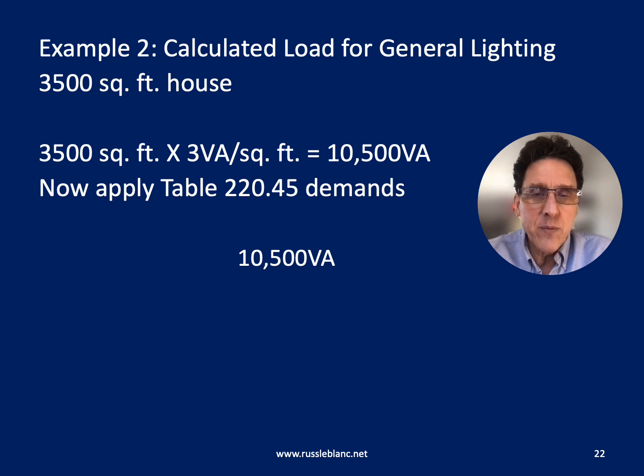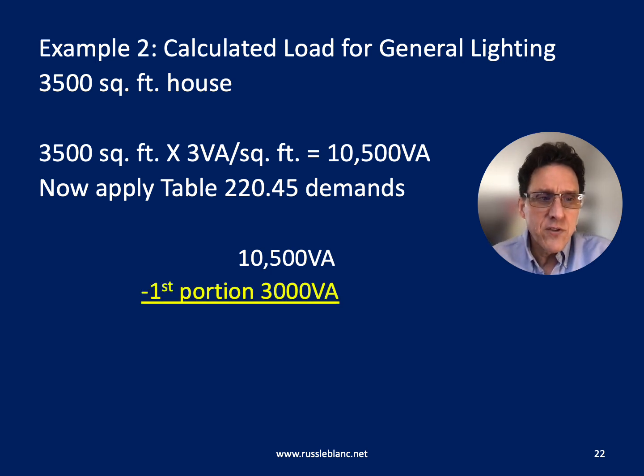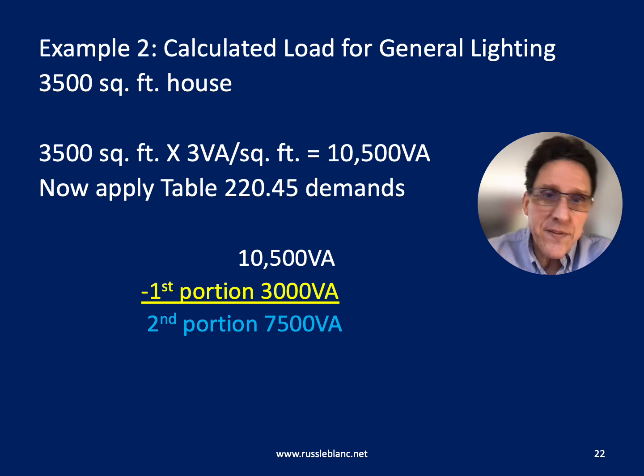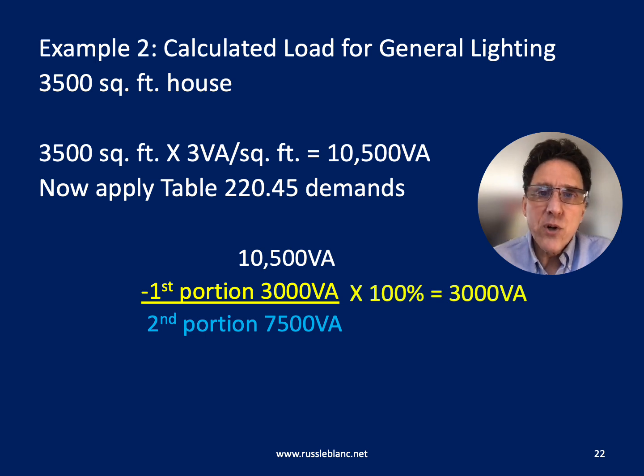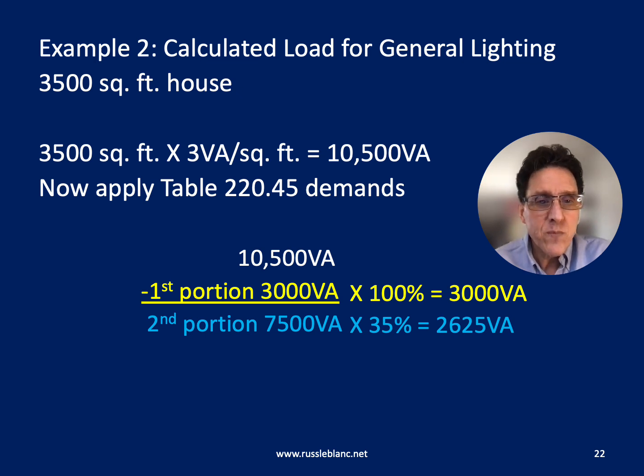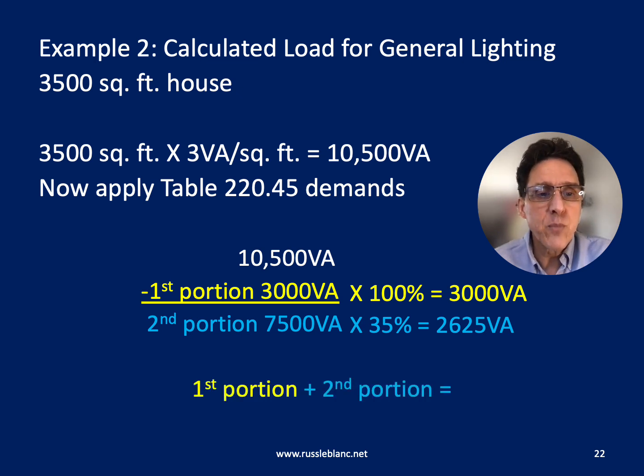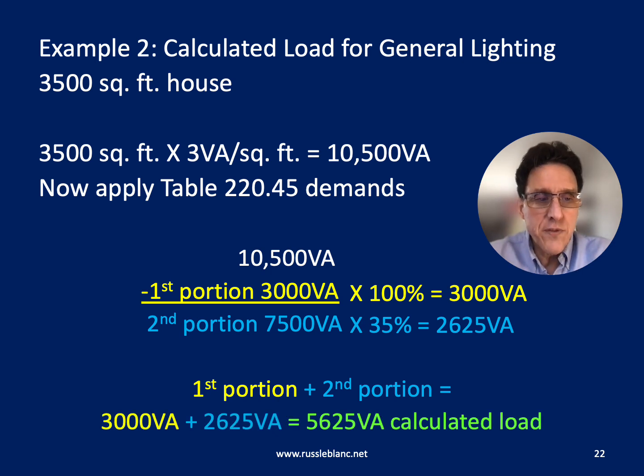Okay, 10,500 volt amps, but we want to apply the demand from the table. So we're going to take the first portion out. That's going to be 3,000 volt amps. And then whatever we're left with, that's the second portion, right? There's our first two portions. The first portion gets taken at 100%, so that's still 3,000 volt amps. And then the second portion we take at 35%. And that is 2,625 VA. We have to now add those two portions together. Portion 1 plus portion 2. 3,000 volt amps plus 2,625 volt amps. That gets us to 5,625 volt amps. That's the calculated load for general lighting for this 3,500 square foot house.